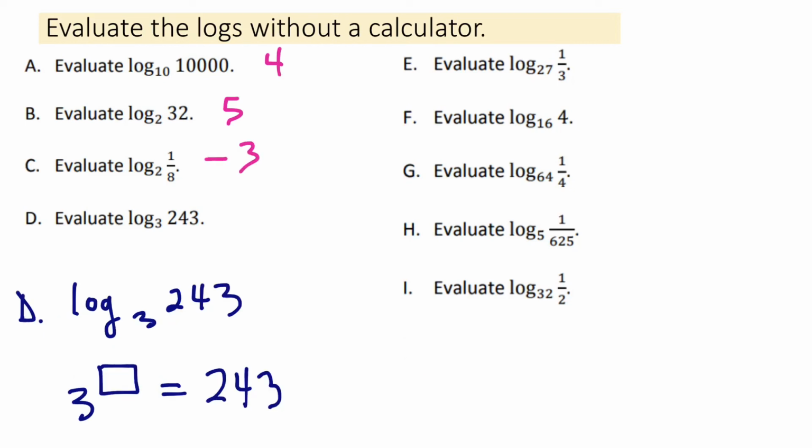So on this one, I'm asking myself, my base is 3. What power do I need to raise 3 to get 243? So let's try it. So we got 3 times 3 is 9, times 3 is 27, times 3 is 81, times another 3 is 243. So that's 1, 2, 3, 4, 5. So the answer is 5.